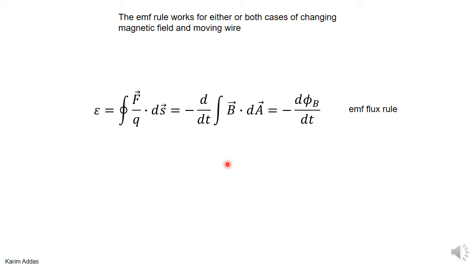It doesn't matter what the reason is, you can prove once and for all that for any case, the EMF is always equal to the negative of the rate of change of magnetic flux. And that's the thing that makes this chapter very easy, because you only have one equation to get the EMF.